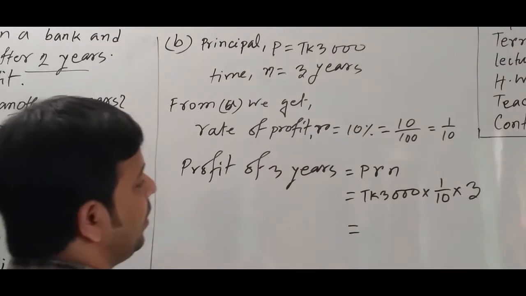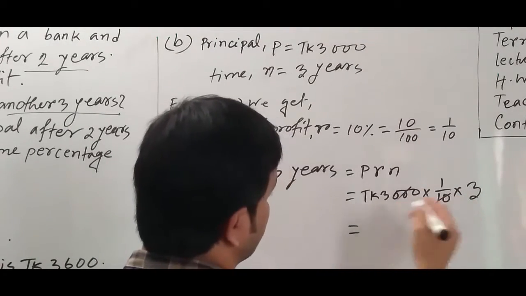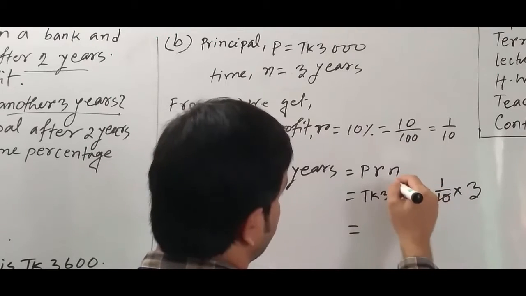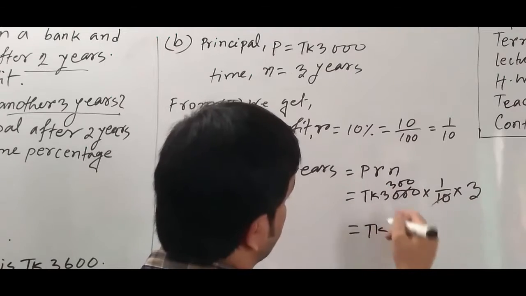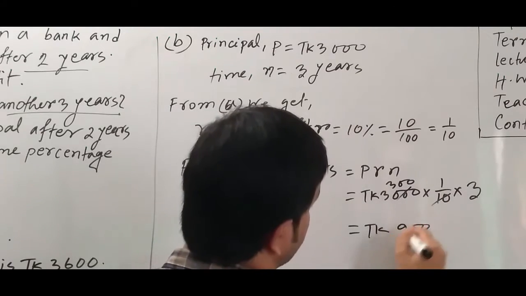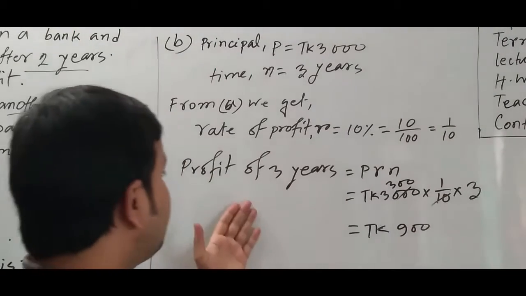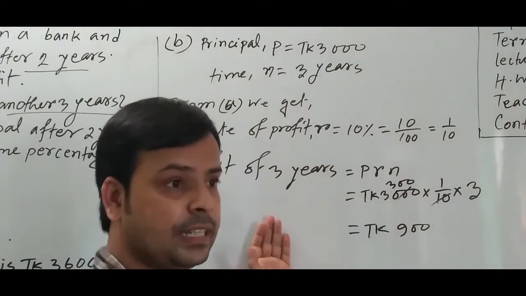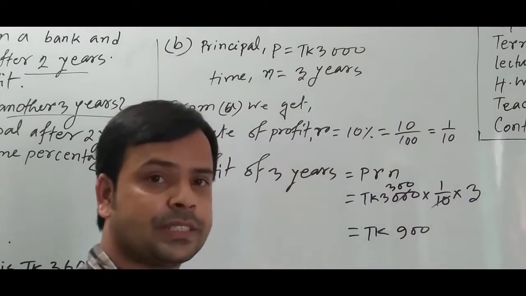So we can calculate here. We can divide this by 10. If we divide, we will get 300. Now if we multiply 300 and 3, it will be 900. Taka 900 is our profit of 3 years. It means this is the profit of 3 years after 2 years.